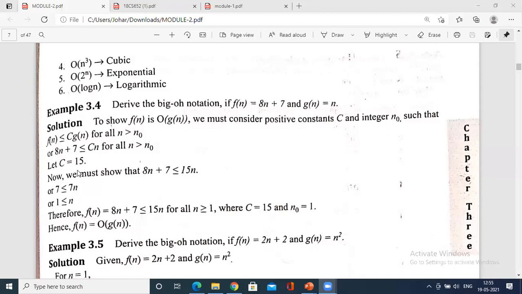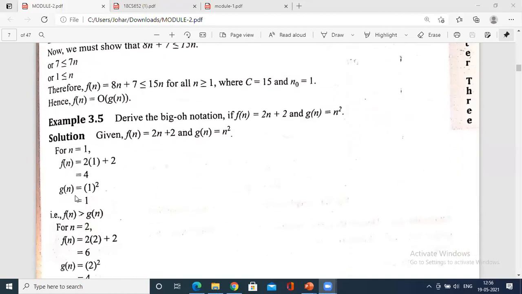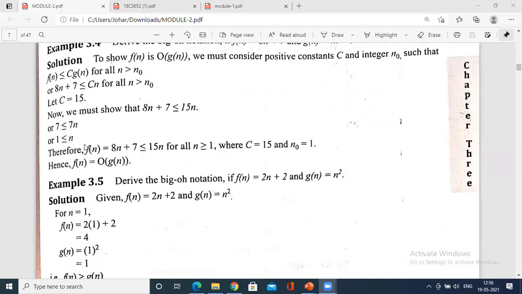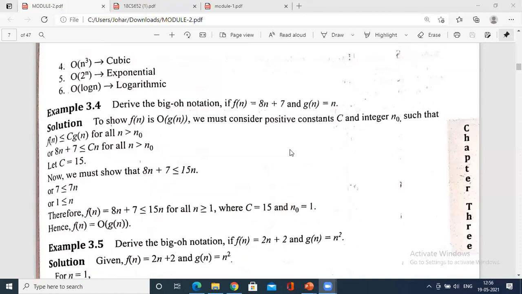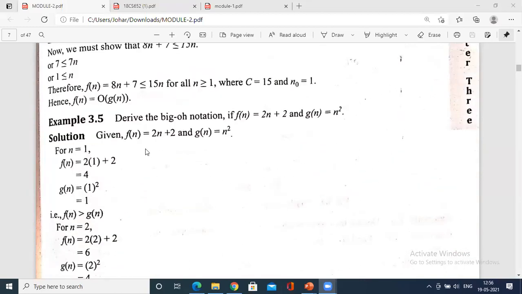So I assume C equals to 15. So 15 multiplied by n. n was given as g of n. So I derive the value for n. n will be greater than or equals to 1. Hence the same thing I represent for the given function f of n, 8n plus 7 less than 15n, for all n greater than 1, where C equals to 15 and n naught equals to 1. n naught equals to 1 means where it intersects. Clear?